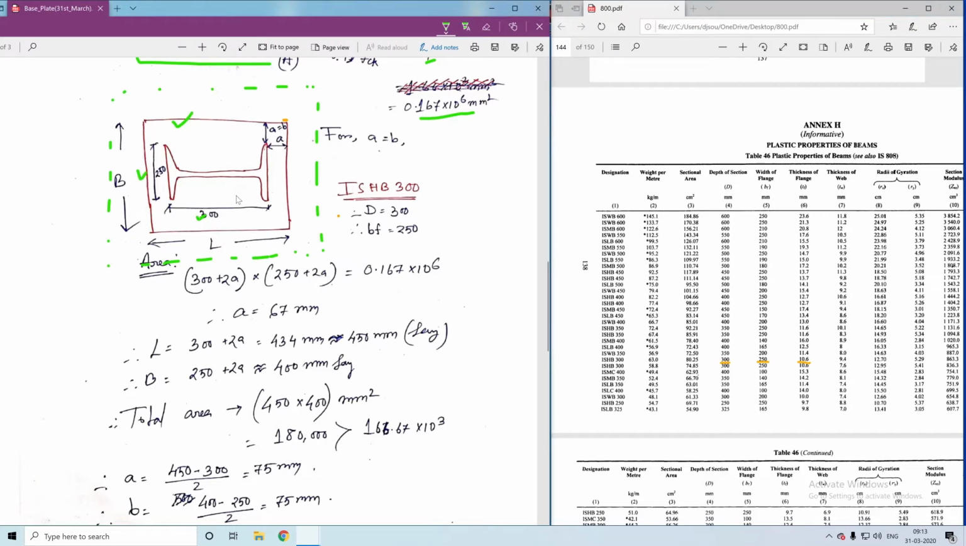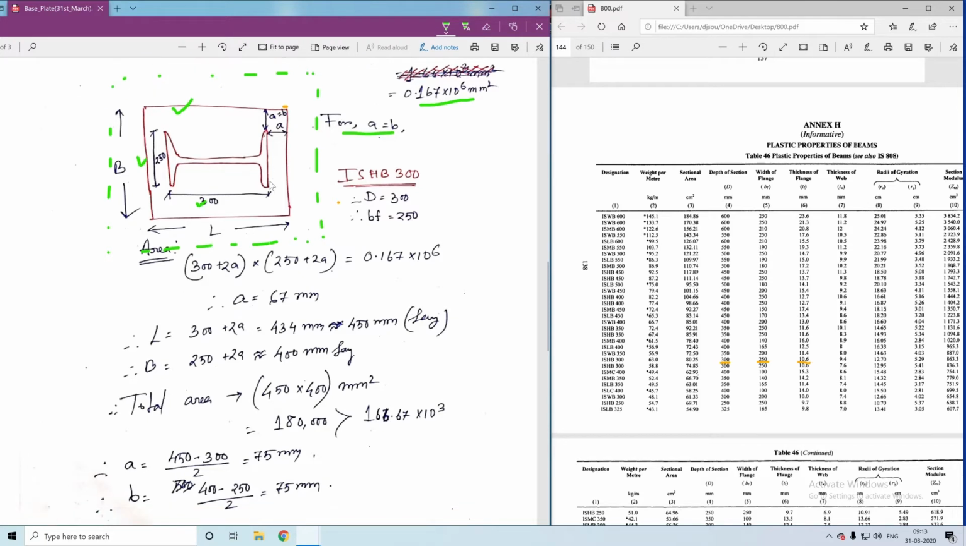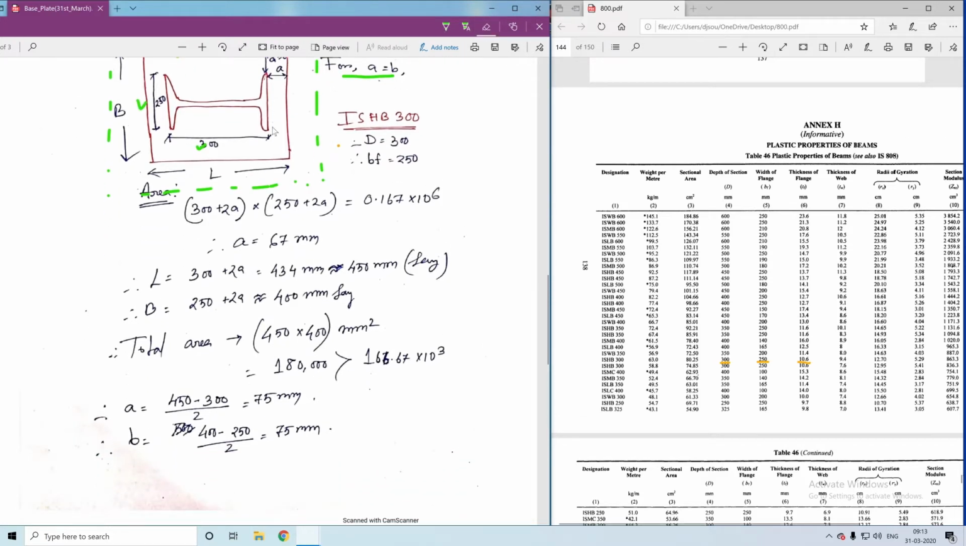Okay. Now the projected part for the base plate. In the X direction I am taking A, and in the Y direction I am taking B, and I also consider the projection on both sides to be the same. That's why A equals B and B equals A. Okay. Once again I am resolving this part.